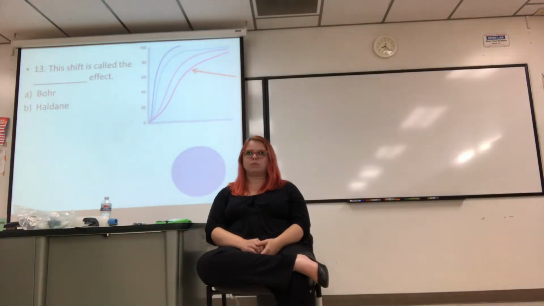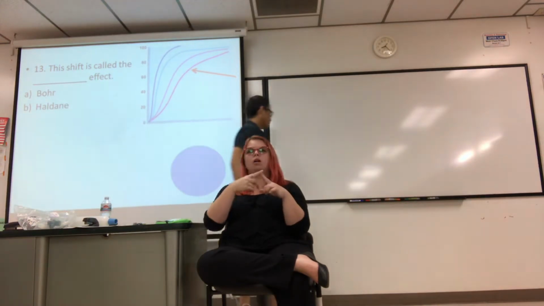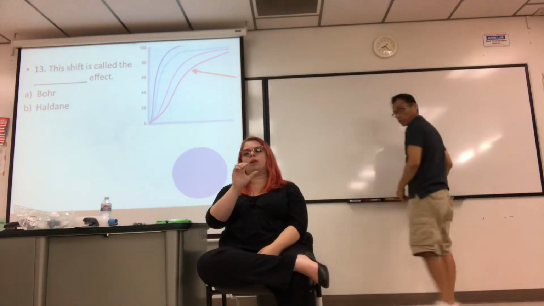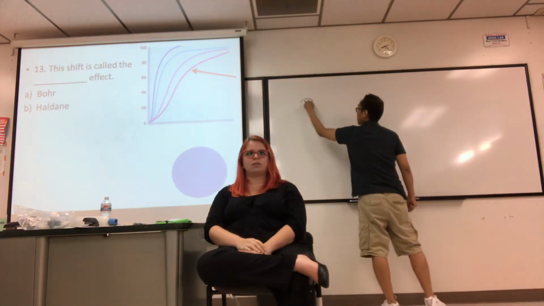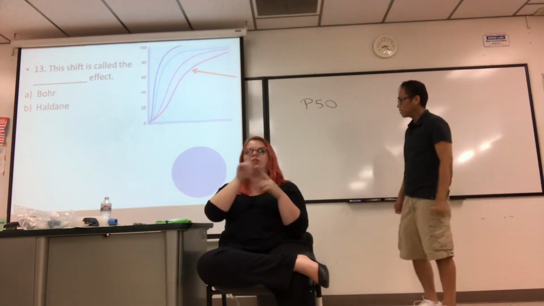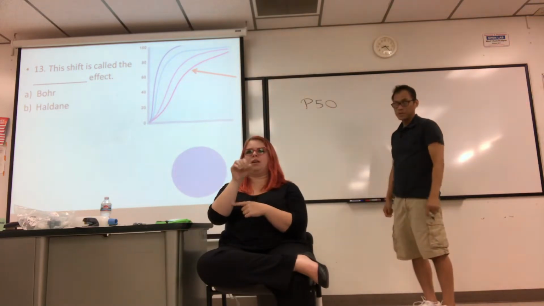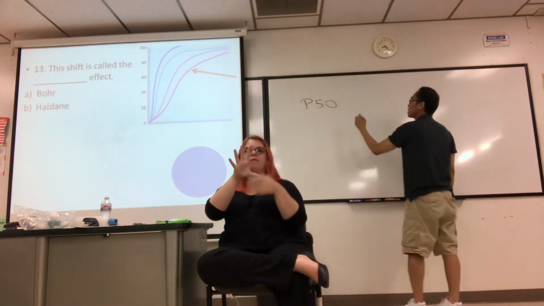Back up there actually. When I talked about the hemoglobin saturation curve, I forgot to teach P50. P50 is the oxygen tension which provides 50% saturation.